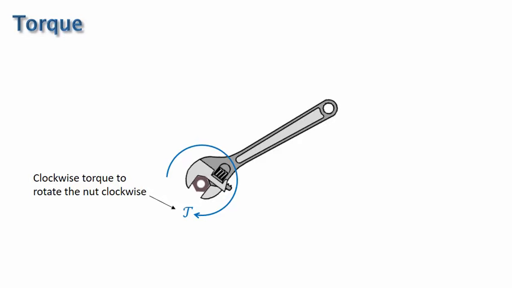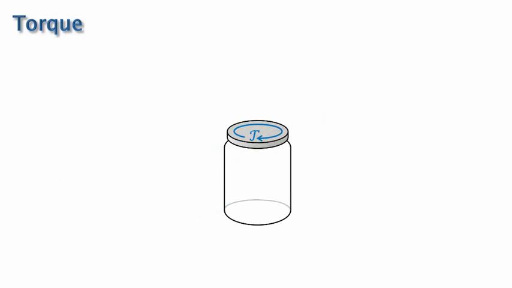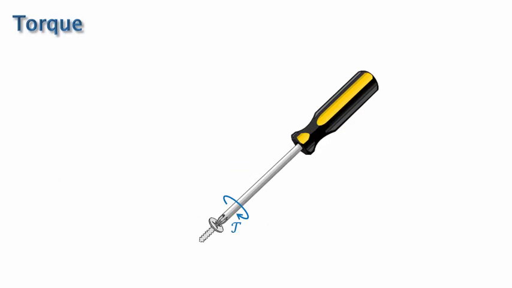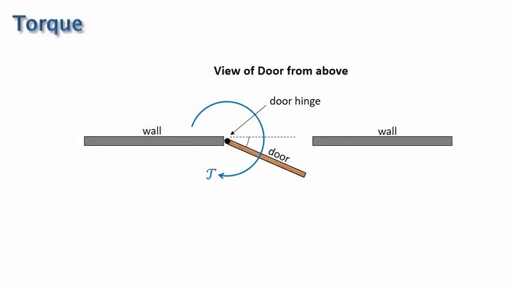As you can see, we usually use a script T or Greek tau to represent torque. Or another example is to apply a torque to the lid of a jar to close it, or to turn a screw with a screwdriver, or to open a door. You can think of torque as the angular equivalent of force, and just like Newton's second law describes how net force causes linear acceleration, we'll see in a later video that there is an angular equivalent of Newton's second law that describes how net torque causes angular acceleration.